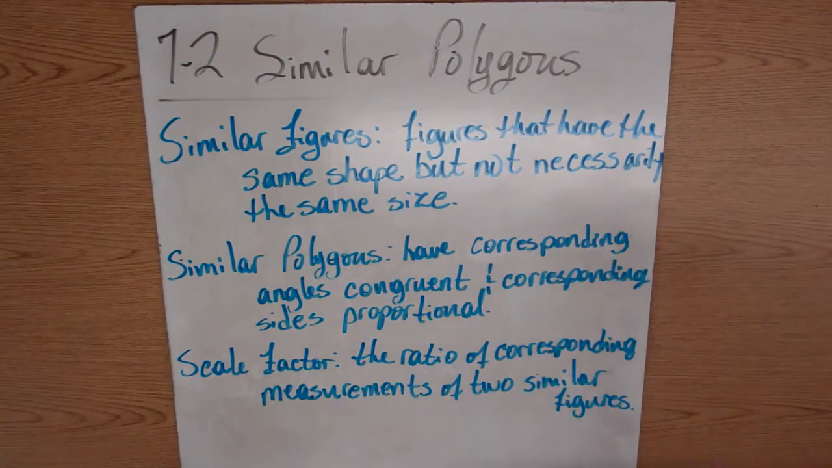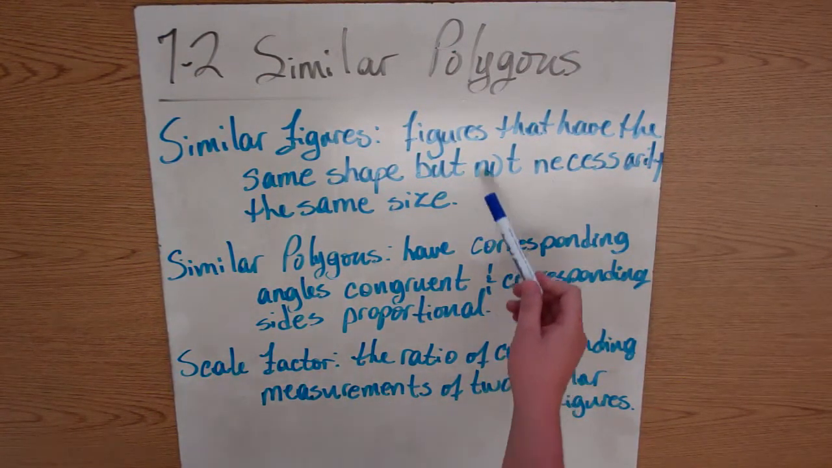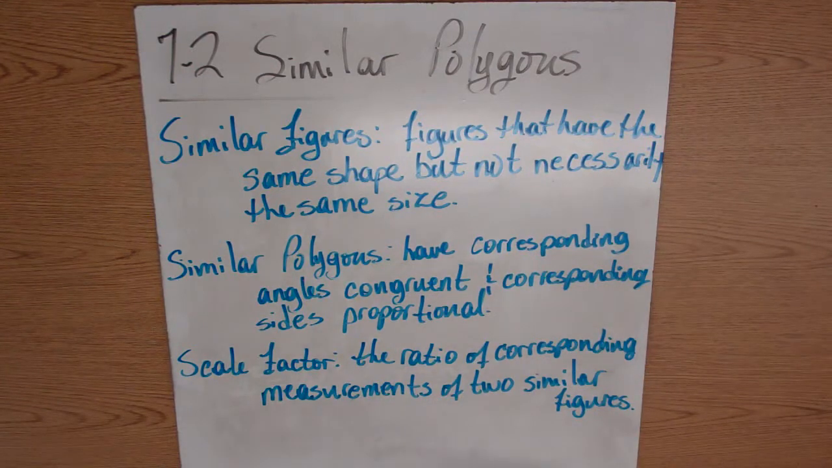Basically, same thing, different size. Like Mini-Me and Dr. Evil out of Austin Powers. Mini-Me is a 1/8 version. He's the same thing, just smaller, or bigger. So similar figures, similar polygons, same shape, but either bigger or smaller.